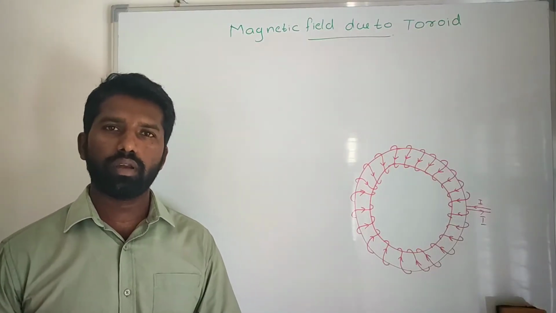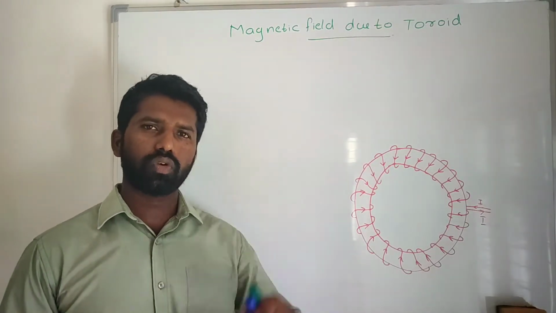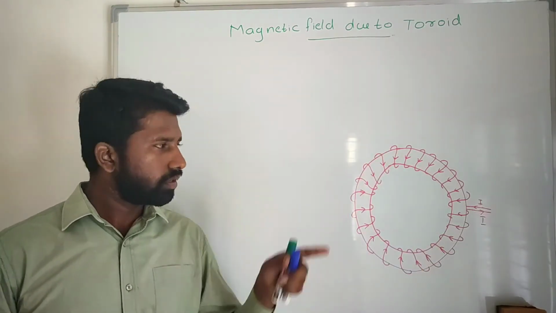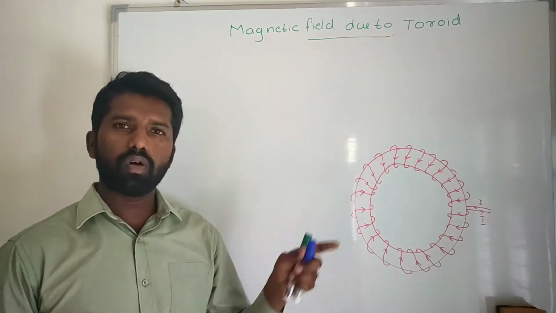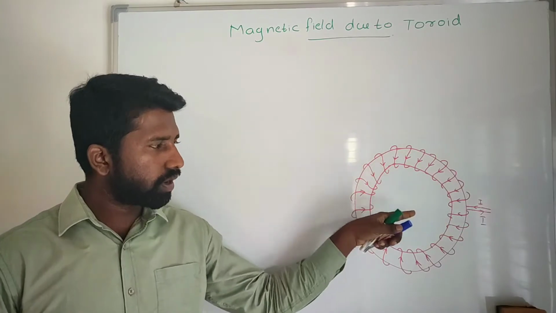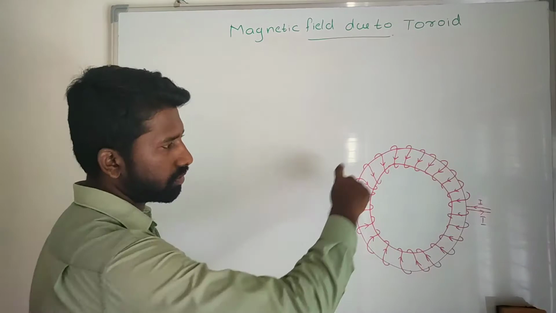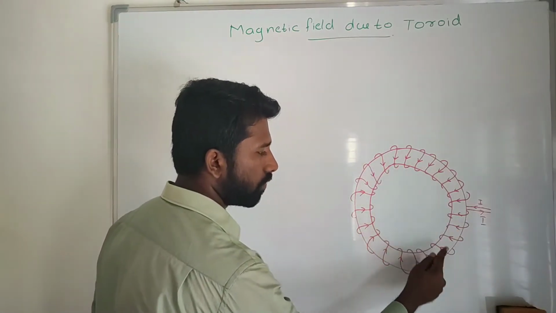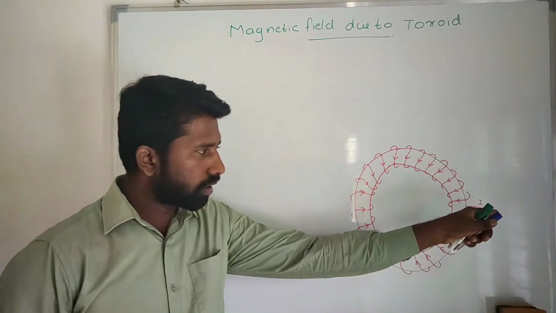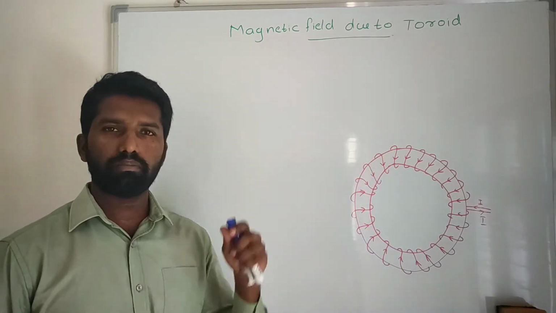In this video, I am going to discuss the magnetic field due to a toroid. What is a toroid? This is the shape of the toroid. A toroid is a circular ring on which a large number of turns of wire are closely wound like this. If a current flows through it, this toroid will produce a magnetic field.